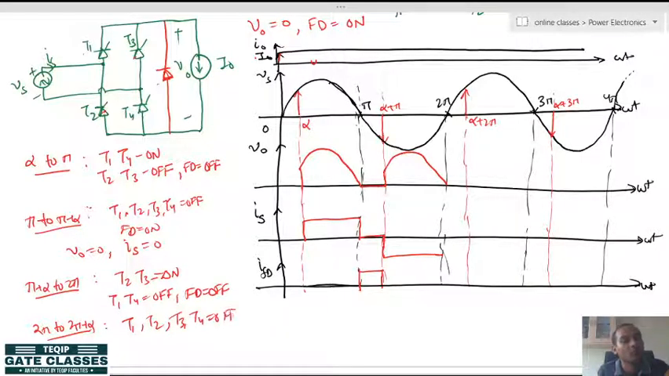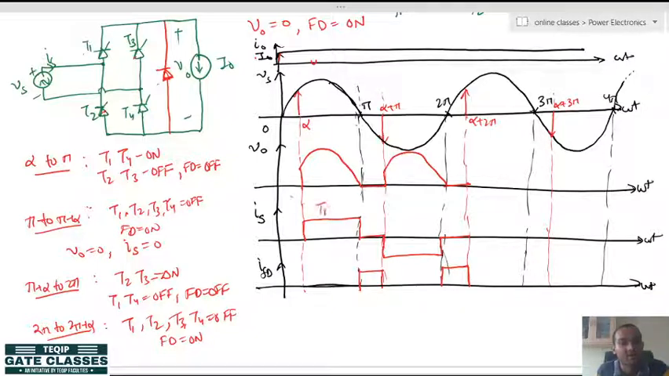So, who will turn on? The freewheeling diode will turn on due to high inductor L di by dt. Because of that, again the freewheeling diode is on. So again the source is disconnected from the load. Again the source current is 0, the freewheeling diode current will be there, and the output voltage will also be 0. Again from alpha plus 2 pi to 3 pi, what is happening?